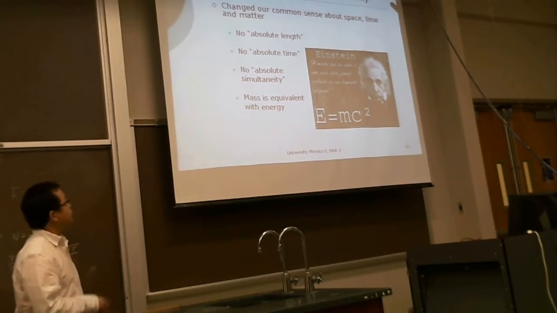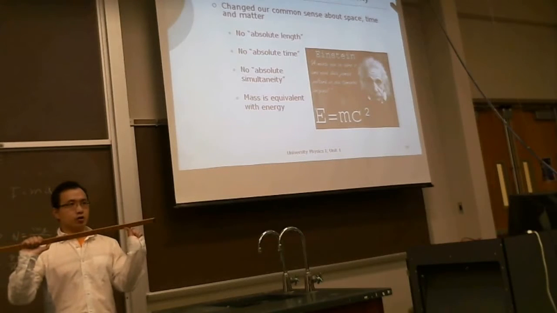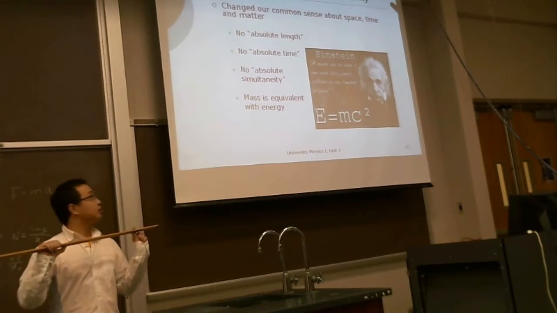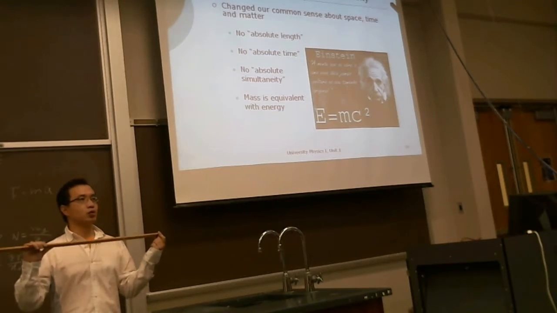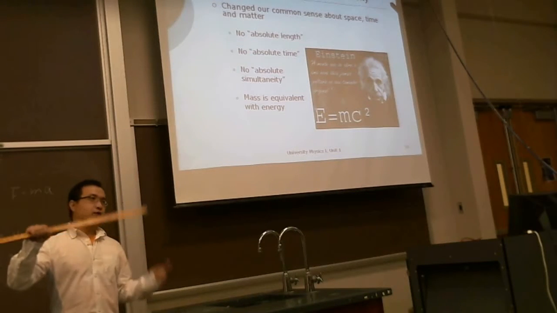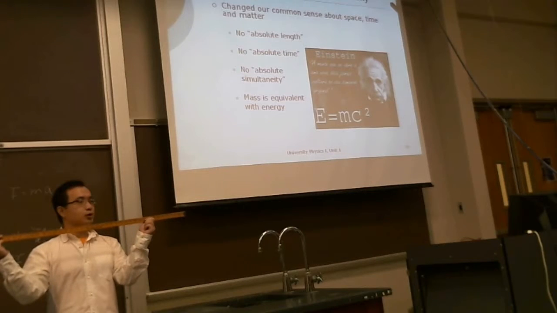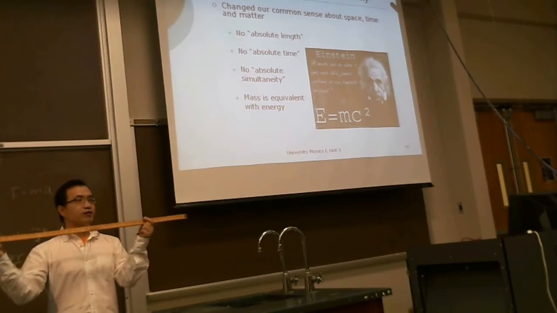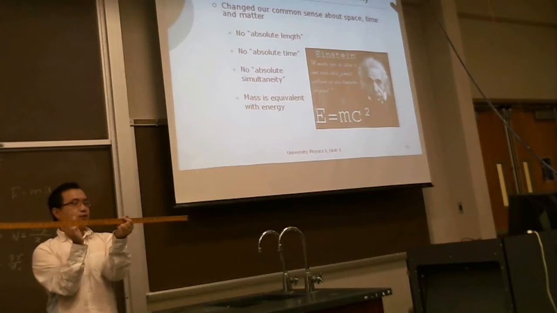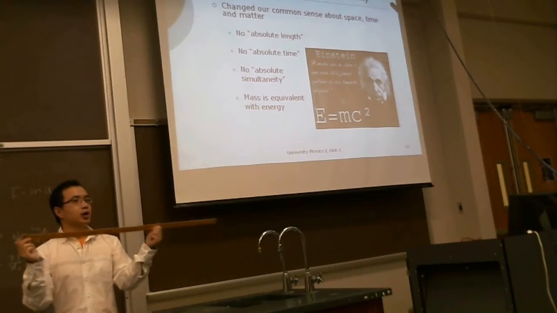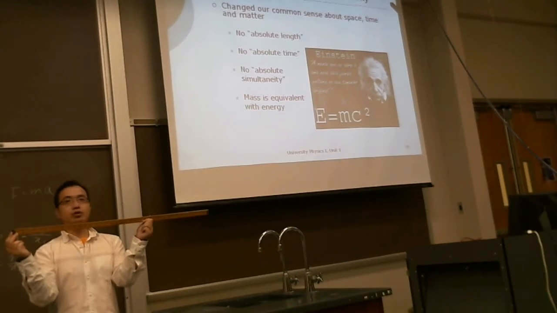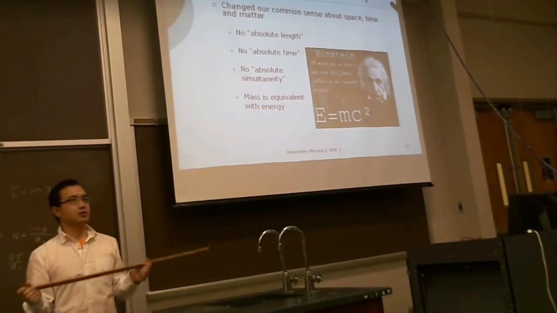For example, the length of any object doesn't have an absolute value. It actually depends on the motion or the reference frame. If I have a 1 meter ruler, that's only if I measure it from a stationary reference frame. If in a moving reference frame the ruler is actually moving, it will be less than 1 meter. The length will be contracted by motion. The faster the motion, the shorter the length.